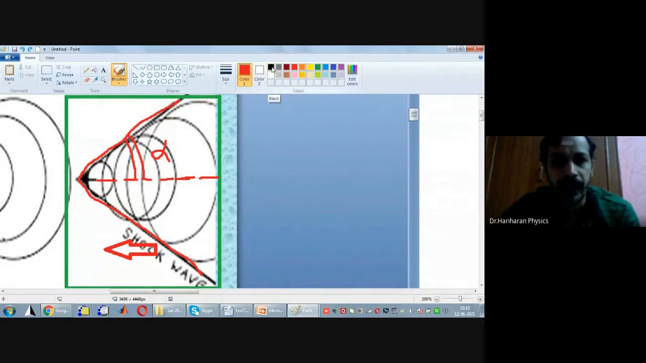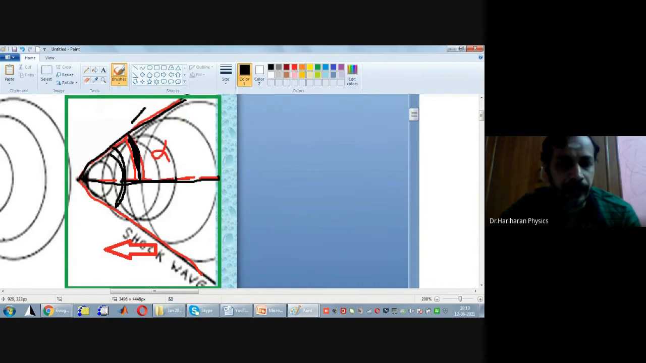If I use, for example, black color. So what is Mach angle? The angle made by the tangent along the axis of the cone. This angle we call the Mach angle. So this angle alpha is half of this angle. Okay, alpha is equal to half of this angle. Okay, clear? I think the idea is clear.